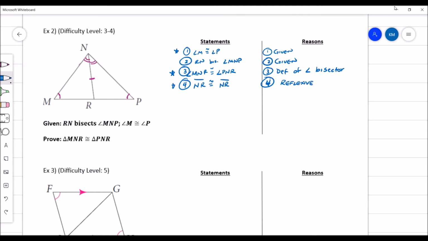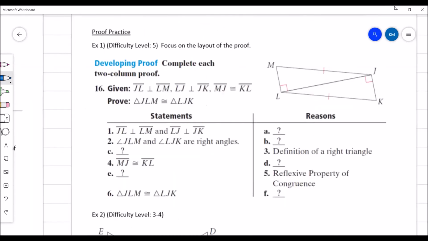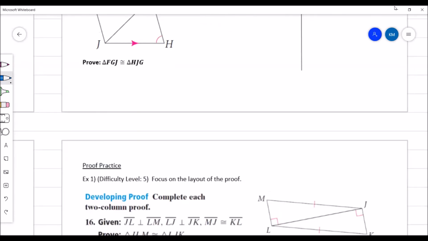And so now I said that three things were congruent. I can check to make sure it fits into one of my shortcuts, and it does. And so triangle MNR is congruent to triangle PNR because of angle, side, angle. And again, this side is a non-included side. And so that's why we use angle, angle, side and not angle, side, angle.